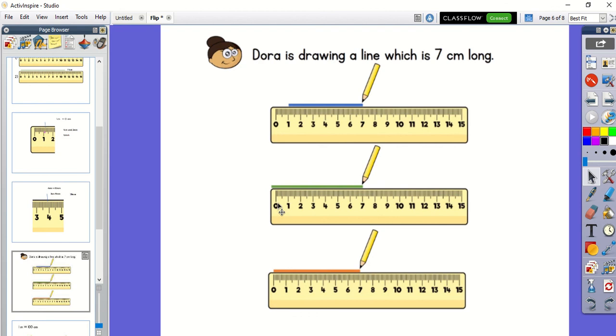Let's have a look here. Now this time, she hasn't actually started at 0. She started behind the 0. So even though she's gone up to 7 centimetres, because she started too early, that's actually going to be a bit longer than 7 centimetres. That's going to be about 7 centimetres and 3 millimetres. Whereas here you can see she started at the line, which represents 0, and she's gone up to 7, which means the last one is the only one she's drawn which actually shows 7 centimetres.